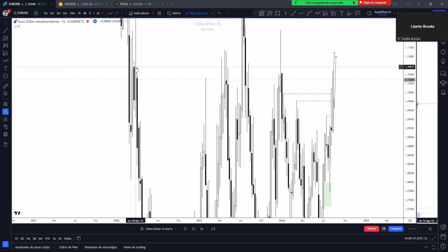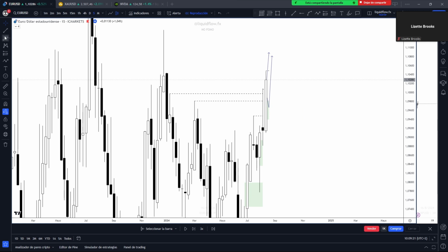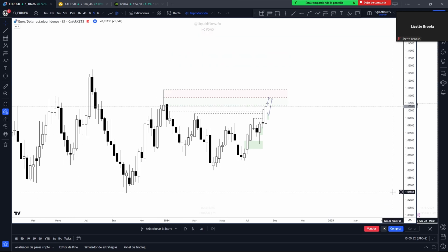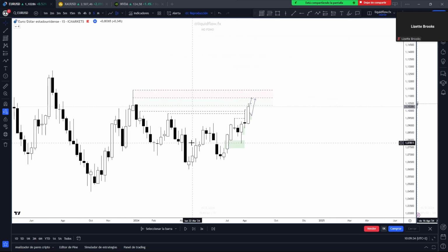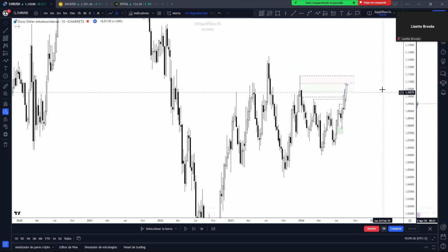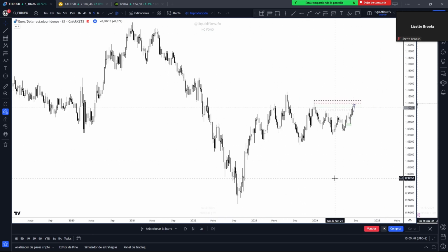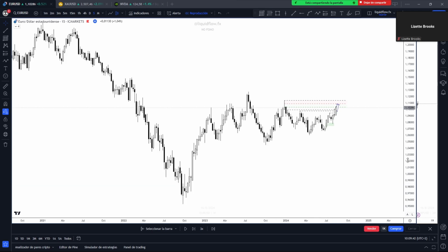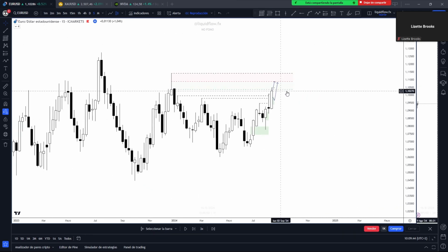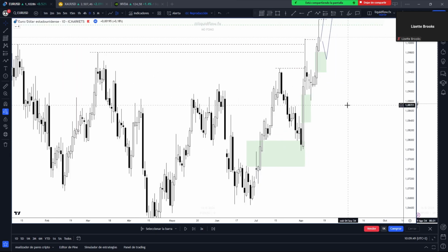Let's see, weekly. The only thing that could make some kind of reaction here is 50% of this propulsion block. We could have that reaction there because actually in weekly we go bearish, okay? So I'm expecting to see some reaction here. So we go over daily again.